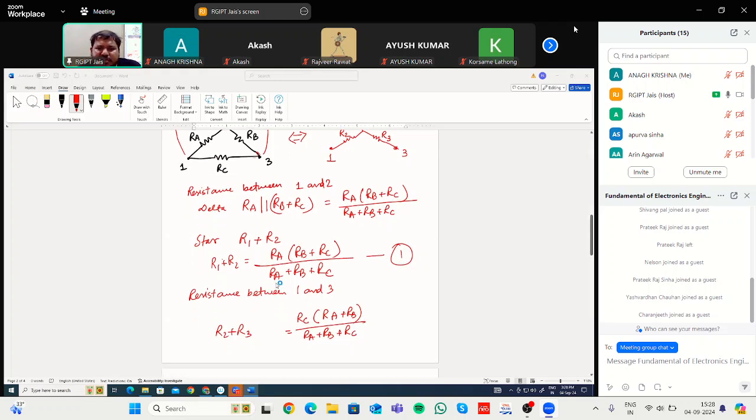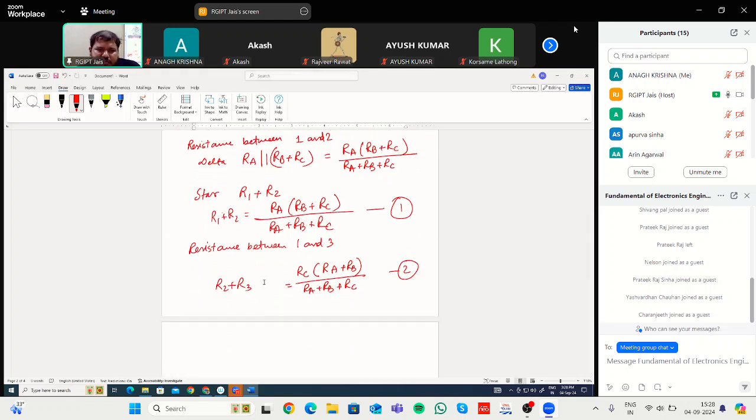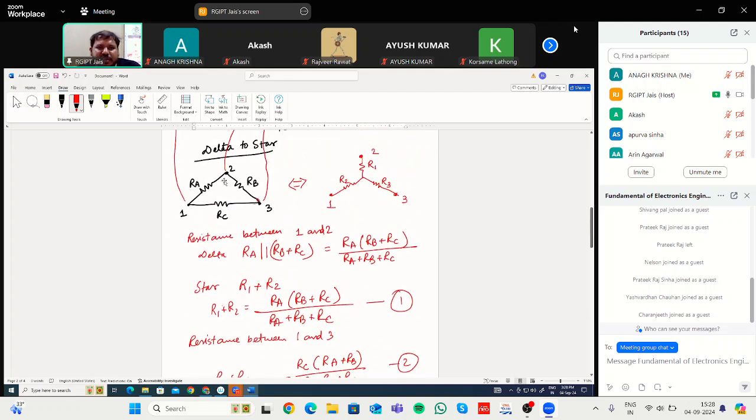Then again, this is a second equation, let us say. Third equation: resistance between second and third terminal. Between second and third terminal, this one. If you can remember the formula, no issue.